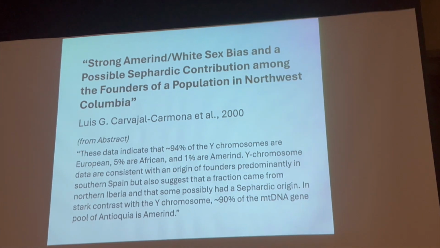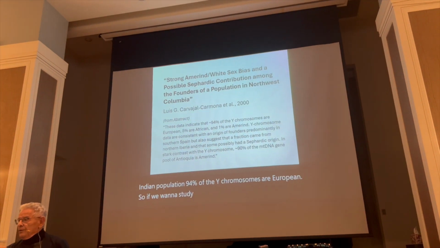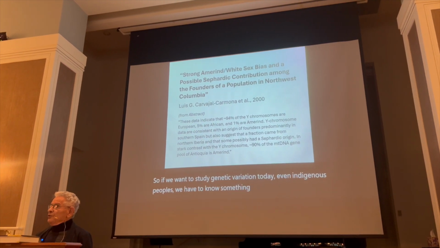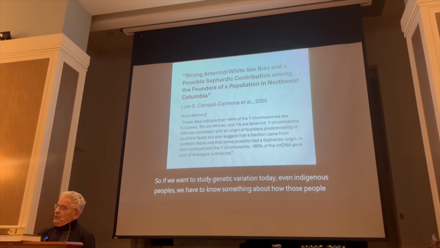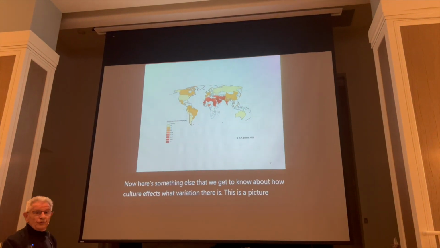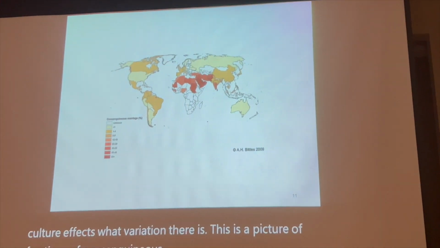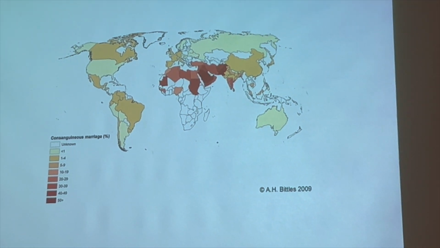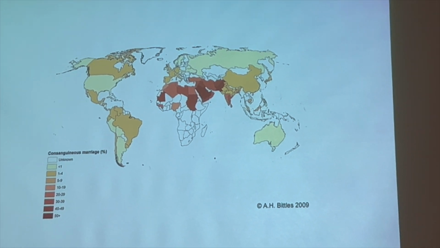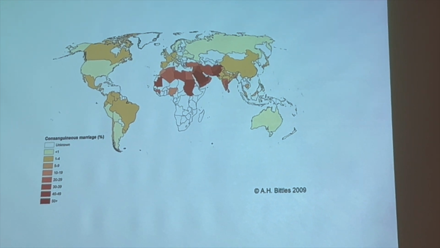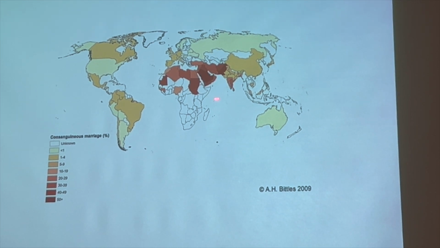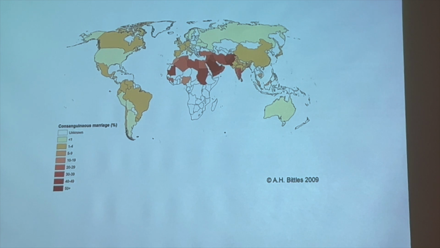So if we want to study genetic variation today, even in indigenous peoples, we have to know something about how those peoples today represent what happened even 100 years ago. This is a picture of fractions of consanguineous marriages, cousin marriages, double cousin, first cousin marriages, other cousin marriages, consanguineous marriages they're called, from the word for blood, sanguine here. And you can see that 50% of marriages in this part of the world are between relatives.